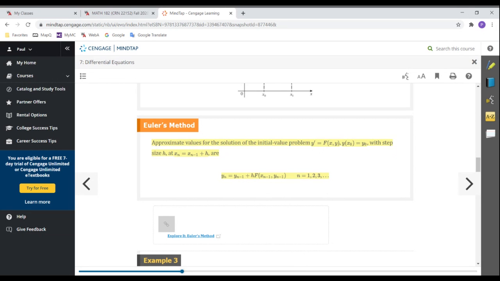All right, great. And the book has a nice example, but I'm also trying to work out my little example too.